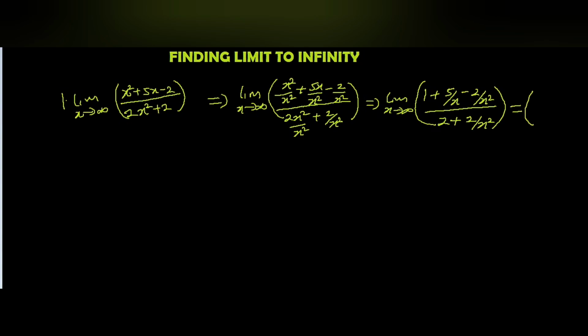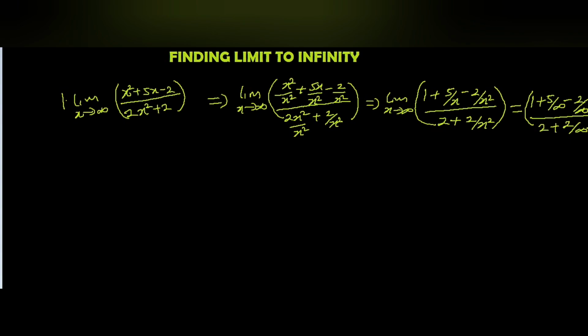We are going to have 1 plus 5 divided by infinity minus 2 divided by infinity. There's no need to write infinity square because infinity square is the same thing as infinity. What is infinity is infinity. So we're going to have 2 plus 2 divided by infinity.